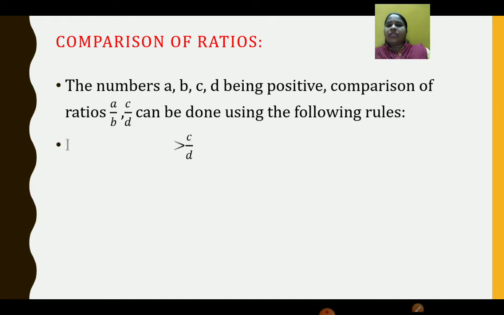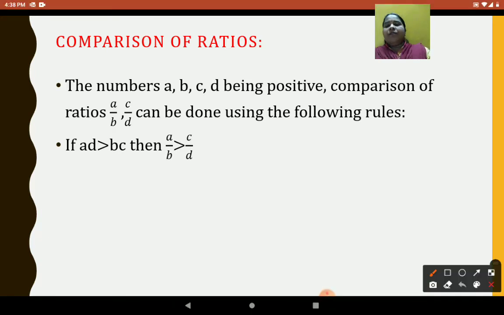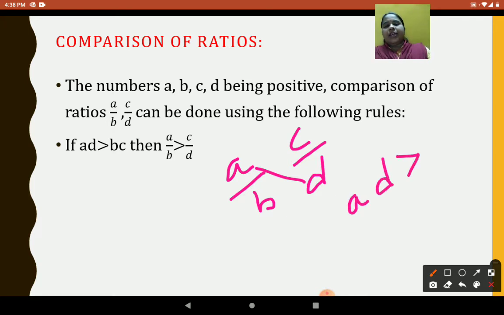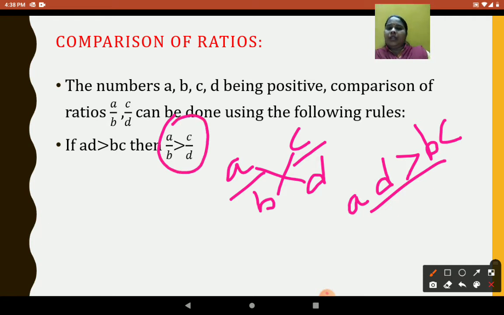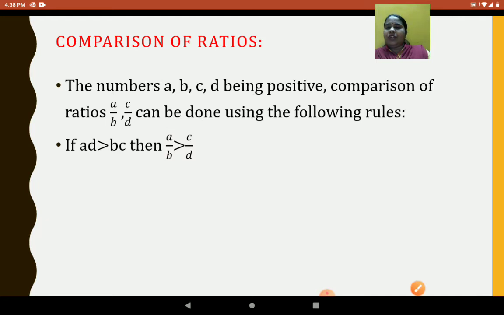The first rule is, if AD is greater than BC, then A upon B is greater than C upon D. What does this mean? That if suppose I have ratio A upon B and C upon D and I need to compare this, what I need to do is simply cross multiply. If suppose AD is greater than B into C, yes, I am cross multiplying it. If I get this relation, what can I conclude? That A upon B is greater than C upon D. I hope you are understanding how to compare ratios, right?